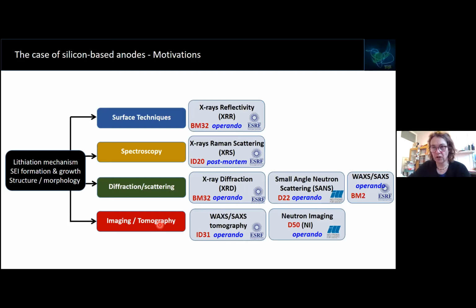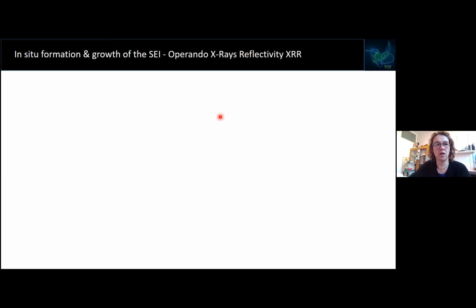Of course, I will not go into details about the methods and the results, but what I want to do is an overview such that I can give you a flavor of what are the main information you can get with all these very nice large-scale facility techniques. So I will start with my first example belonging to the category of surface techniques. So this is a study using X-ray reflectivity, which we did to investigate the formation and growth of the SEI.